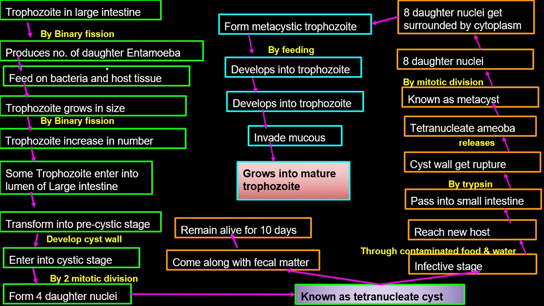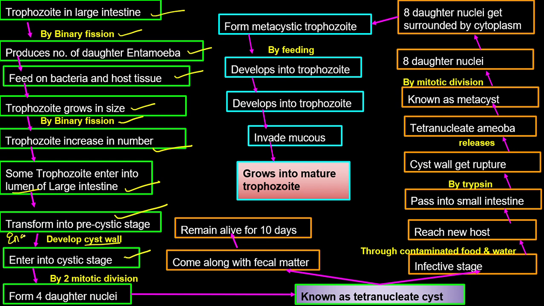Now, this whole life cycle we have written in one page. See here, trophozoite in large intestine undergoes binary fission, produces number of daughter Entamoeba which feed on the bacteria and host tissue. Trophozoite grow in size, again undergo binary fission, and it increases in number. Some trophozoite enter into the lumen of the large intestine. When it is entering into the lumen, we call it as pre-cystic stage. Now, when it develops the cyst wall around itself, we call it as cystic stage.